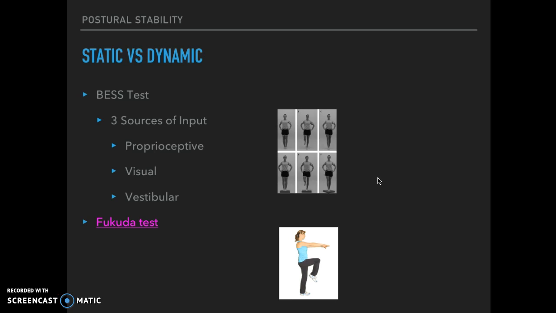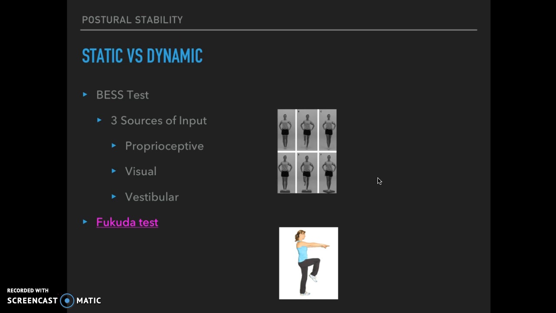So proprioceptive, through sensors in your joints and other tissue, are feeding information to your brain. You have your eyes, then you have your vestibular system in your inner ear. On both the BEST test and the Fukuda test, we take away the visual and we tax more the vestibular and the proprioceptive to see how our patient responds.